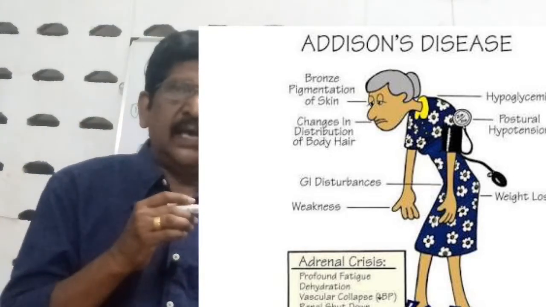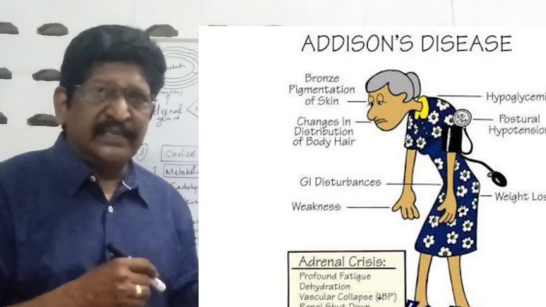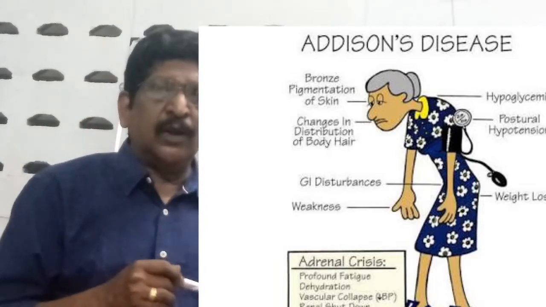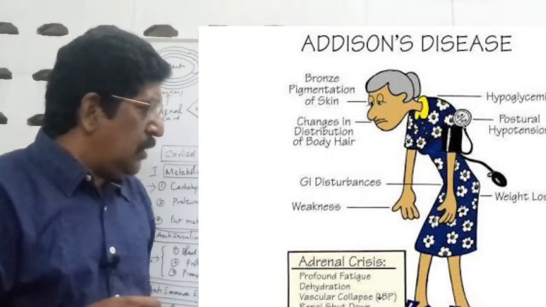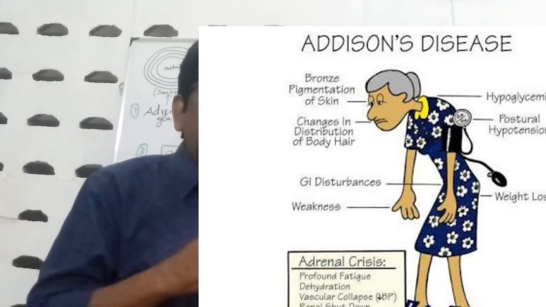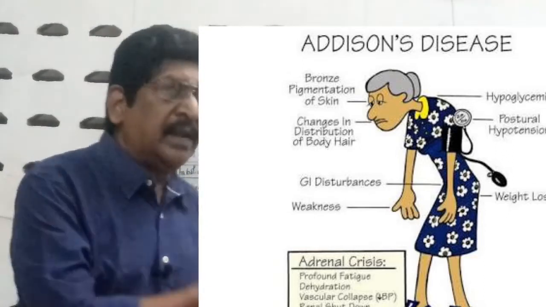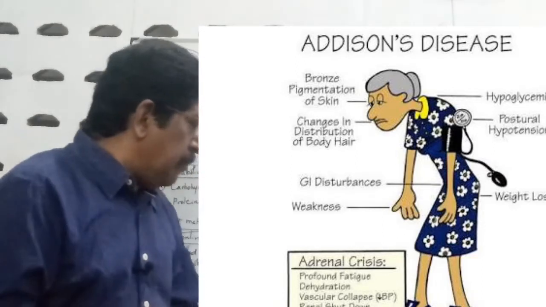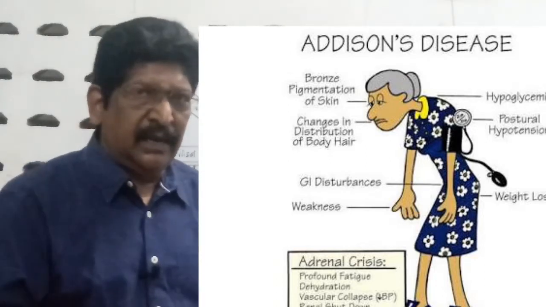So cortisol is a hormone produced by the adrenal cortex. It is an important glucocorticoid. 95% of the glucocorticoid is cortisol. Now let us come to the disorders of the adrenal cortex, hyposecretion and hypersecretion of the adrenal cortex. First, let us take up hyposecretion of the cortex region of the adrenal gland.